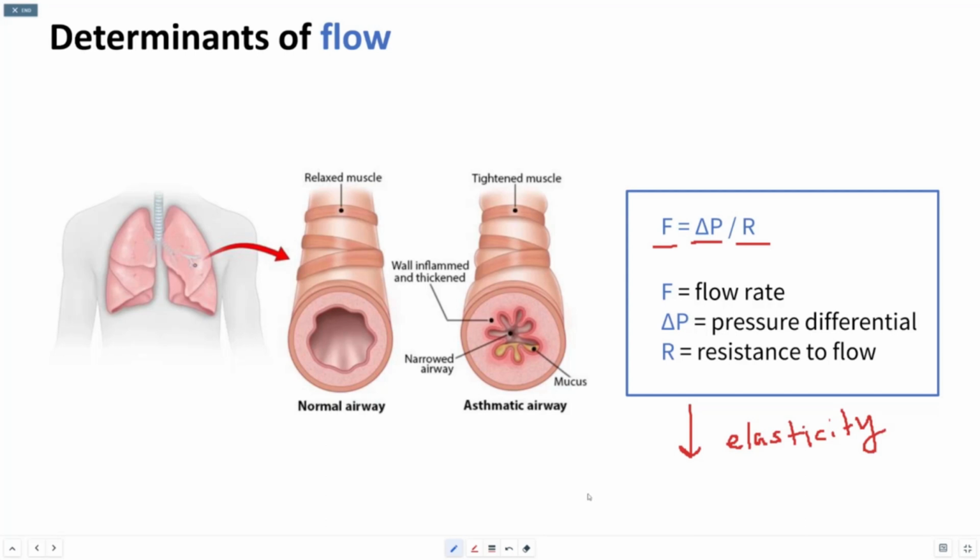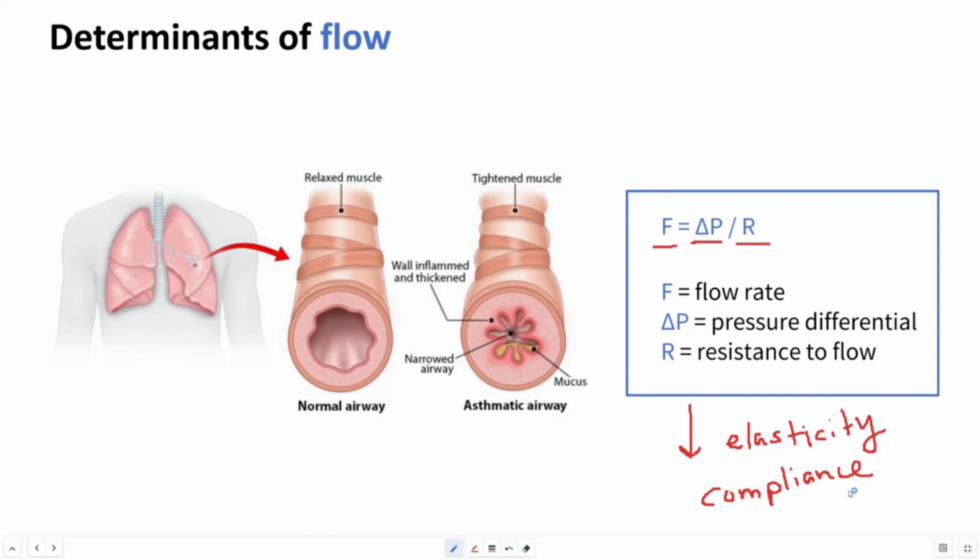Resistance is also affected by compliance, which is the ease by which the chest wall and the lungs can expand and be distensible. The more stretchy the chest wall is, the greater the compliance. Therefore, the elasticity of the chest wall and the lungs is decreased whenever there's a malformation of the vertebral column, for example, if you have arthritis or any kind of scar tissue.